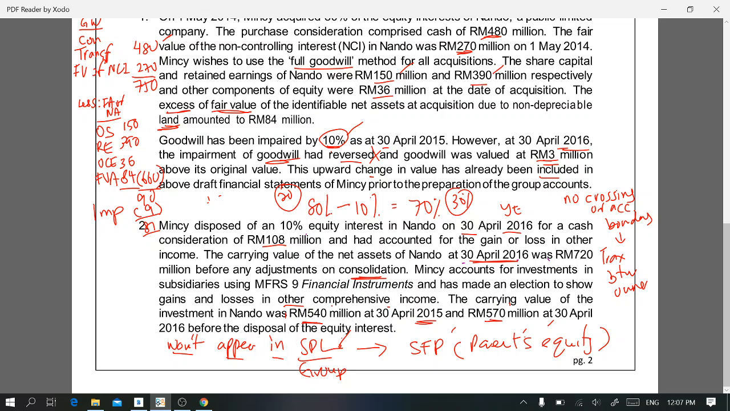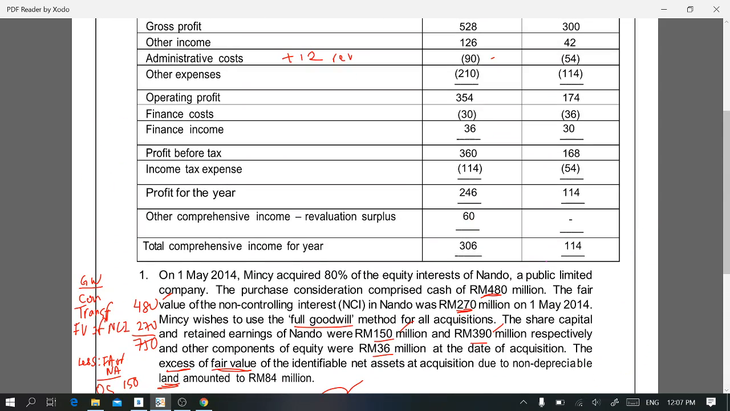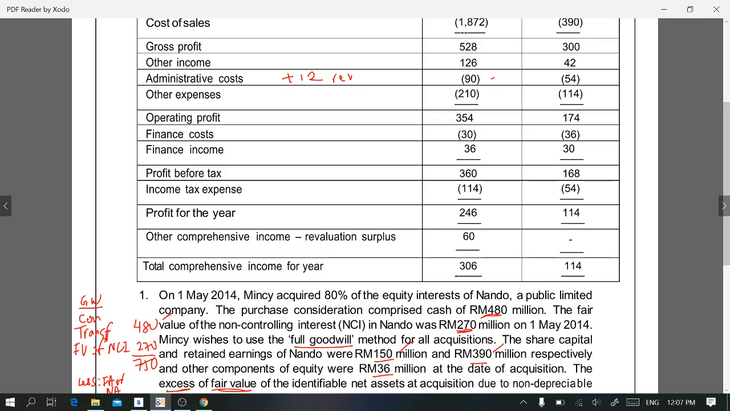Repeat here. Carrying value 540. Carrying value has increased to 570 in 1 year, 2015 increased to 2016. Increased by 30 in 2016, increased by 30, and it will appear in OCI. And the 30 is included in OCI, meaning included in here.